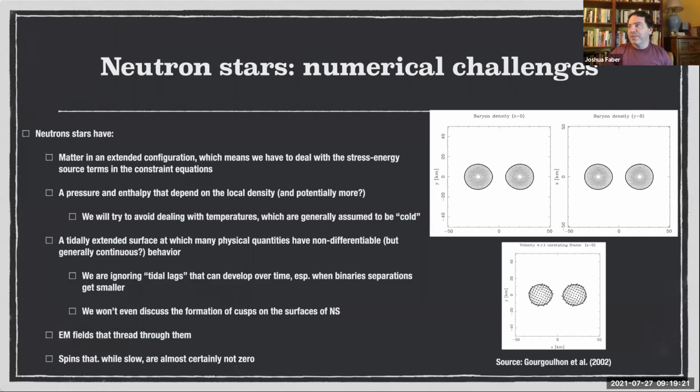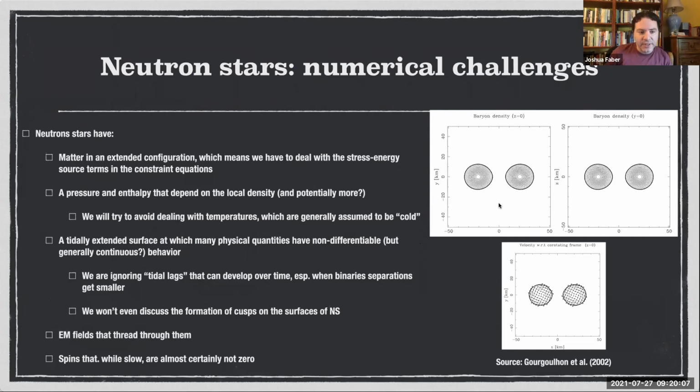So we're a little over halfway through the talk, and it's about time to actually deal with neutron stars, because that was in the title. Don't worry, we will talk about neutron stars. What makes neutron stars different from black holes? Neutron stars have matter in an extended configuration, so we're going to have to deal with the stress-energy source terms in our constraint equations. They've got pressures and enthalpies that depend on the density, or vice versa, maybe more if we have a complicated equation of state. Typically, when you deal with initial data, you're assuming that your neutron stars are cold, whatever that happens to mean. There are no high temperatures to deal with.